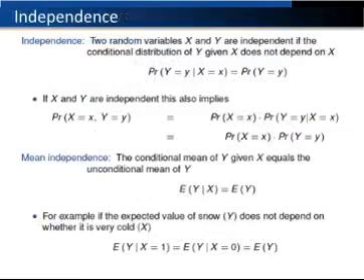Independence. Two random variables x and y are independent if the conditional distribution of y given x does not depend on x. The mathematical equations along with an example are also given on the slide. Mean independence. The conditional mean of y given x equals the unconditional mean of y. For example, the expected value of snow, y, does not depend on whether it is very cold, x.